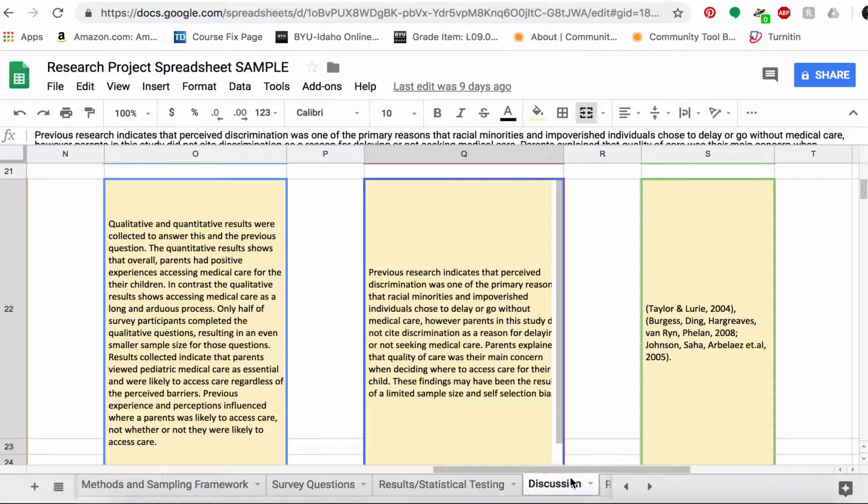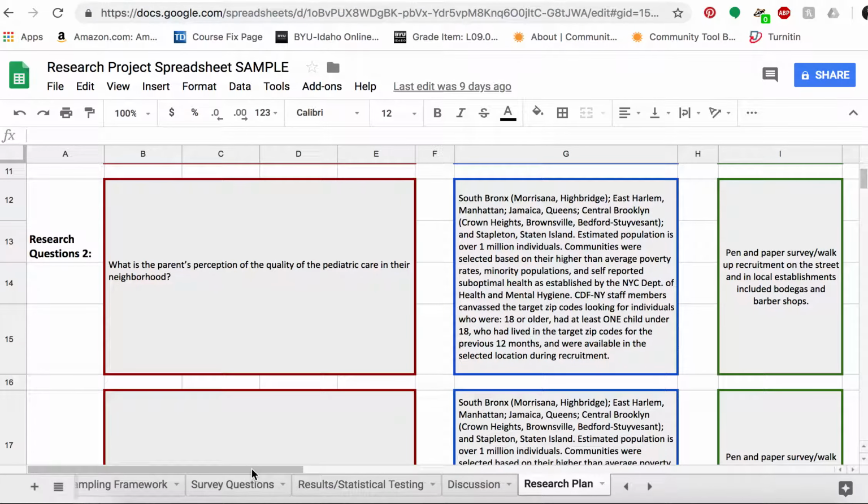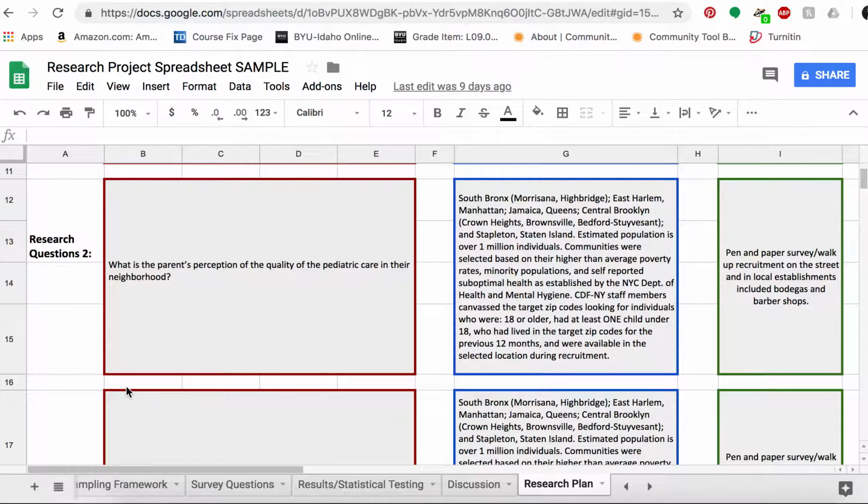So here are the major sections of your research paper. You have your research questions, methods and sampling, survey questions, results and statistical tests, and finally your discussion. Once you have filled in each of those sections, you will have your entire research plan. And if you were to scroll across, you could see this is entirely filled out. Filling this out will really help you with that final research paper and with that final research poster that you're each going to complete individually. So I highly recommend that you use this.